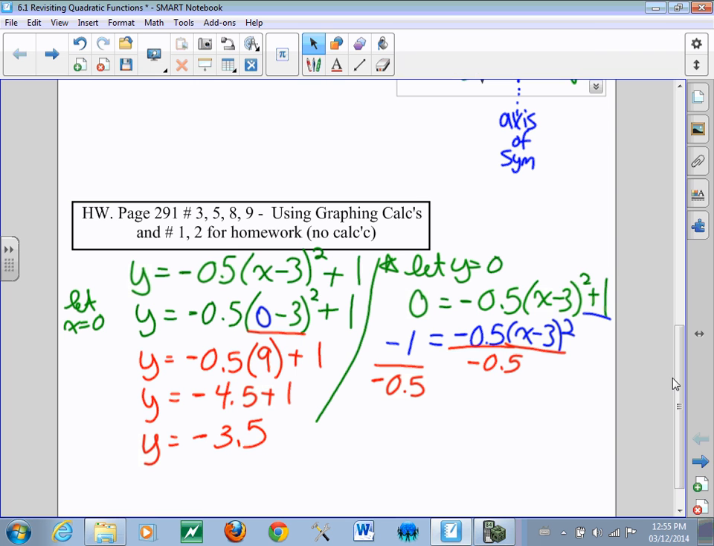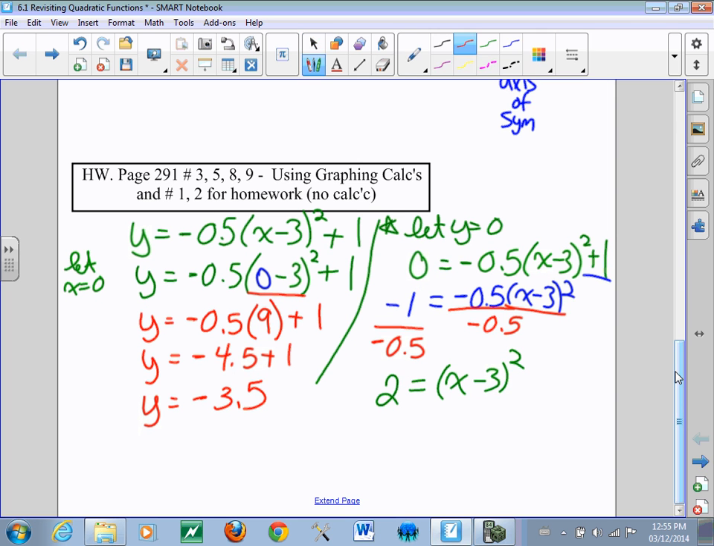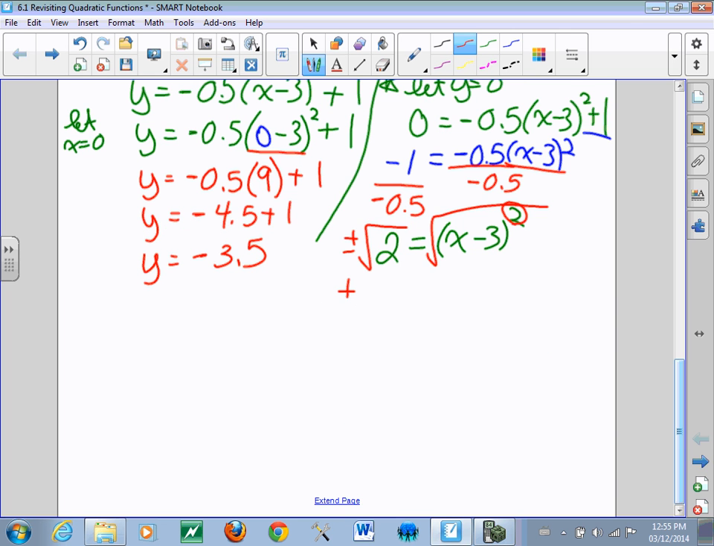When you use your calculator, ladies and gentlemen, you notice a negative divided by a negative is a positive, and 1 divided by 1/2 is 2. So you've got 2 equals (x minus 3) squared. Now we've got to take care of that exponent. You have to do the opposite of squaring, which is square rooting. Whatever you do to one side, do the same to the other, and you take the positive or negative root. So we're left with plus or minus root 2 equals x minus 3. Bring the negative 3 over to make it positive, so you can isolate the x.